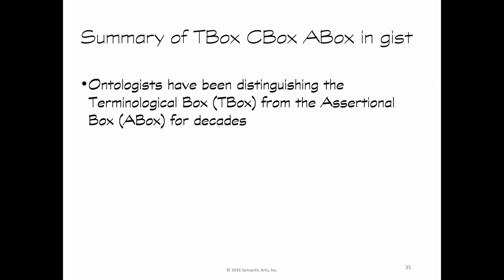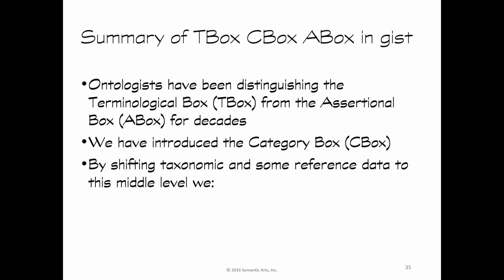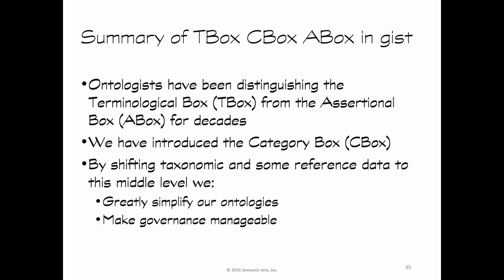So there you have it. This is what we call the TBox, the CBox, and the ABox. Ontologists have been separating T-boxes from A-boxes for decades. We've introduced this idea of the category box, the C-box as we call it. By taking all the taxonomy stuff and some of the reference data and putting it in that middle layer, we make our ontologies a lot simpler and make governance manageable. Done right, we future-proof our designs. There's a lot less unnecessary churn in the design.